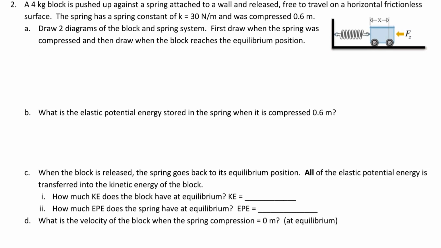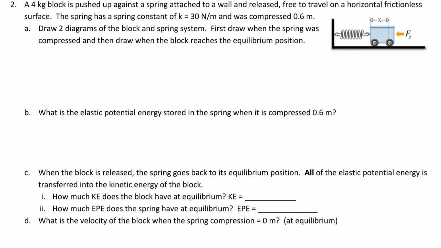Number 2 says a 4 kilogram block is pushed up against a spring attached to a wall and then released, free to travel on a horizontal frictionless surface. The spring has a spring constant of 30 newtons per meter and was compressed 0.6 meters. Draw 2 diagrams of the block and spring system. First, draw the spring when it was compressed, and then draw when the block reaches the equilibrium position.